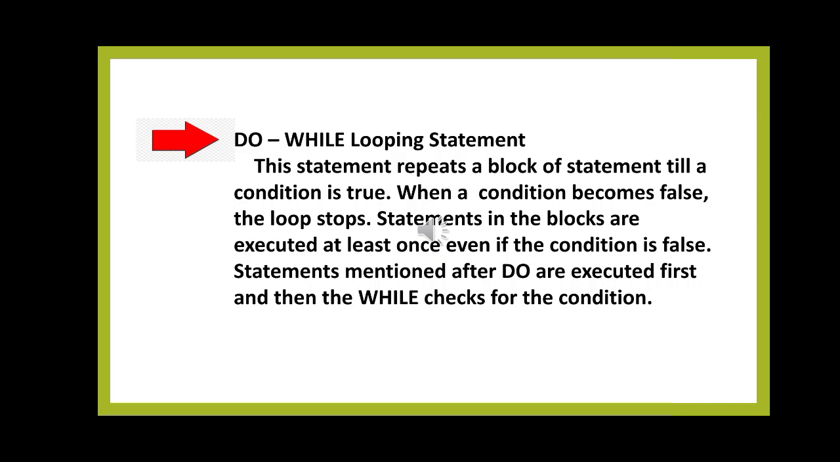Next looping statement is do while. This statement repeats the block of statements till a condition is true. When the condition becomes false, the loop stops. Statements in the block are executed at least once, even if the condition is false, and statements mentioned after do are executed first and then the while checks for the condition.